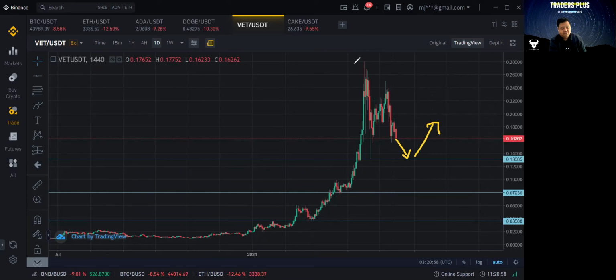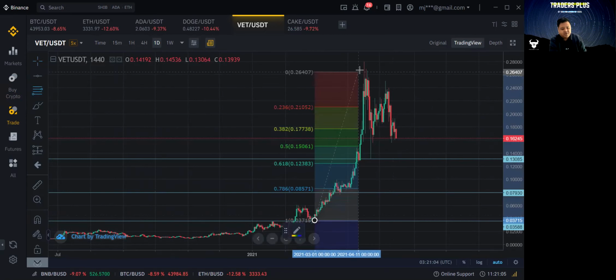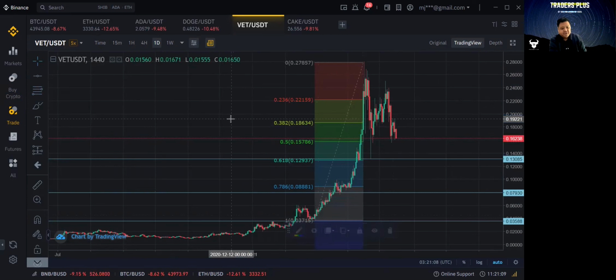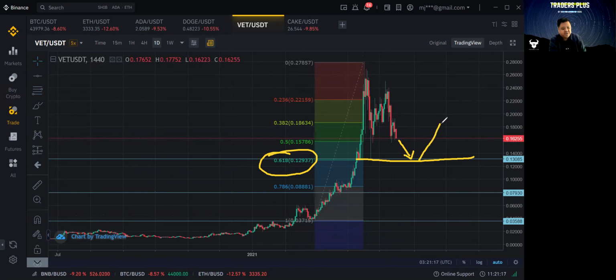Okay? Now, let's see kung makakaano tayo ng retracement. So, if here, towards there, yeah. There you go. There's your 61.8. Ito talaga. Okay? So, wait. 0.13085 and then go back upward. Okay. So, that's for VET. Let's see our next and last. Si Cake.